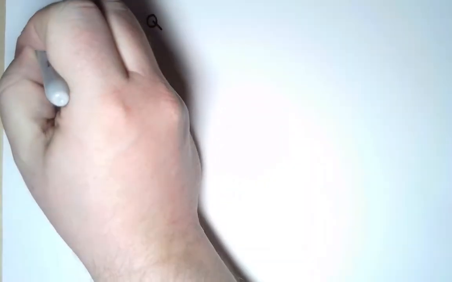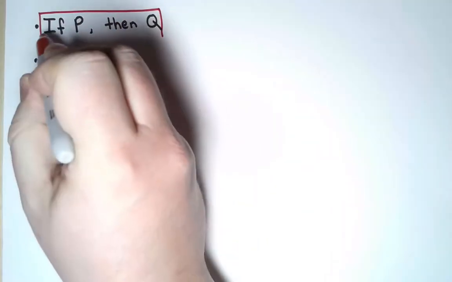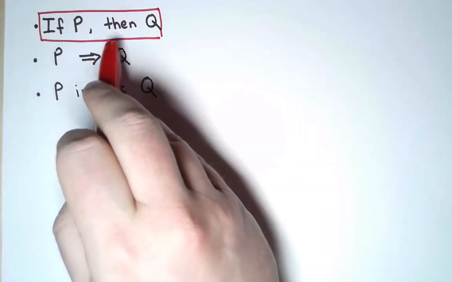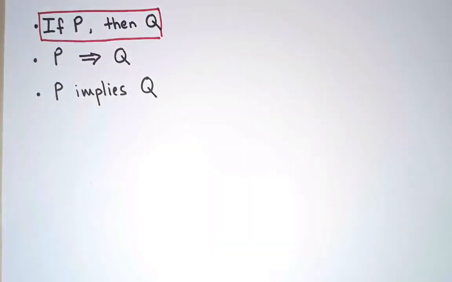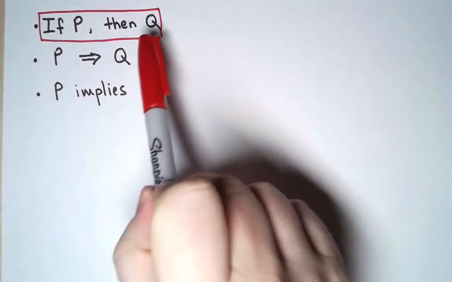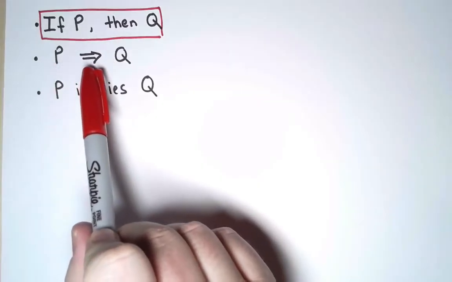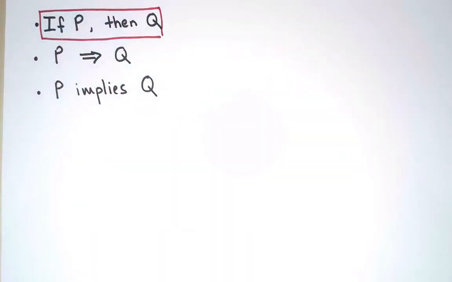A conditional statement is something that has the word if, and in mathematics we often write it as if P, then Q, where P and Q are the statements themselves. Sometimes we abbreviate it with this symbol, this double arrow. And this double arrow is read implies. So these three lines, they all mean the same thing. They're entirely equivalent.